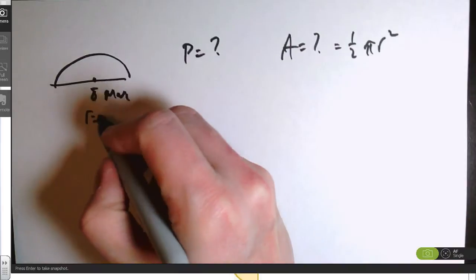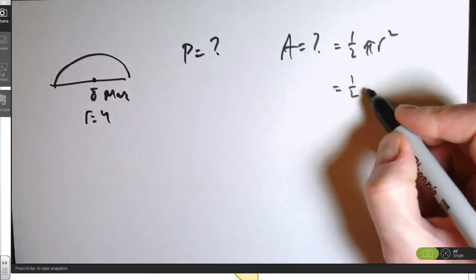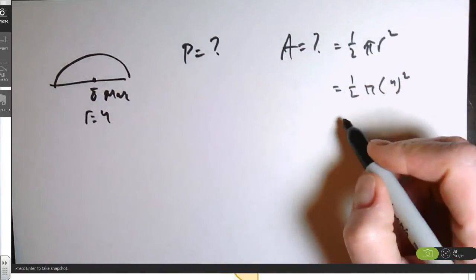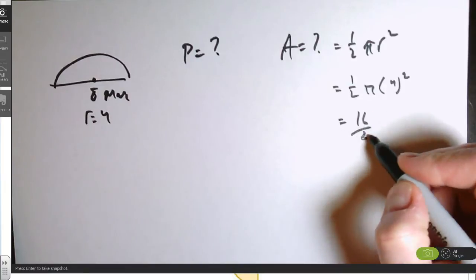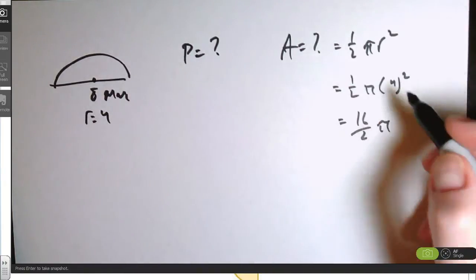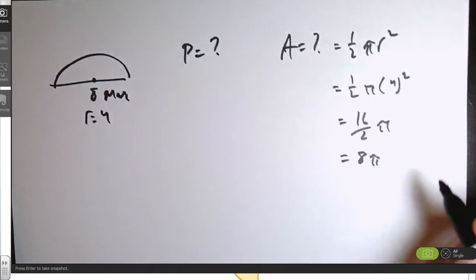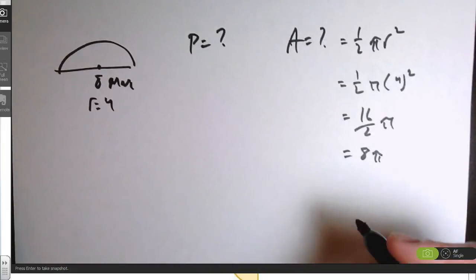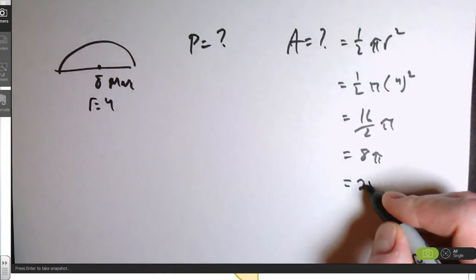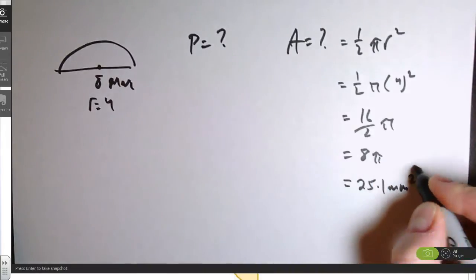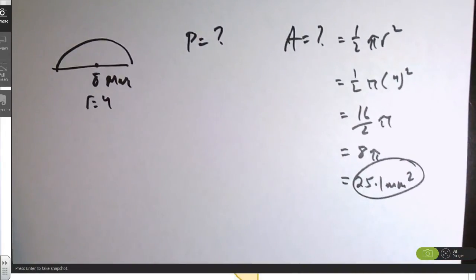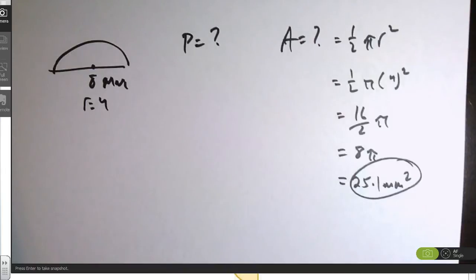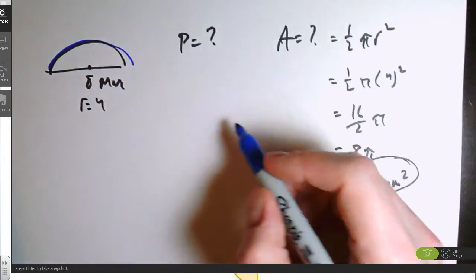The radius in this case is 4. So it's 1/2 pi times 4 squared. Half of 4 squared is half of 16, so it's 8 pi. So 8 times 3.14 gives us 25.1 square millimeters.